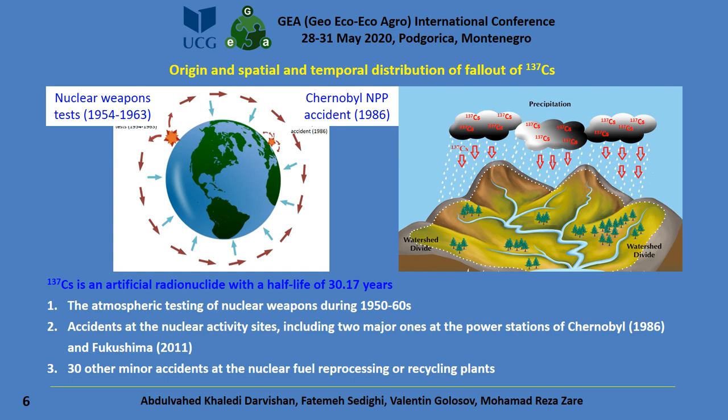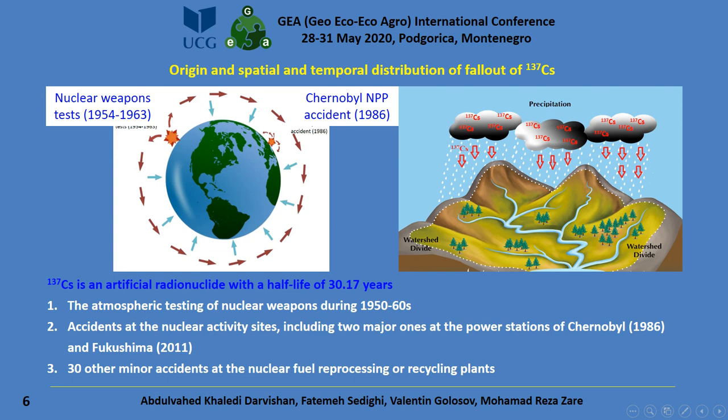During the atmospheric testing of nuclear weapons between 1954 and 1963, and accidents at nuclear activity sites, including two major ones, one in Chernobyl, 1986, and Fukushima, 2011, and also 20 to 30 other minor accidents at nuclear fuel processing or recycling plants, cesium was emitted to the atmosphere. Here you can see the position of nuclear weapons tests in the Northern Hemisphere, and also Chernobyl, and even Fukushima is in the Northern Hemisphere.